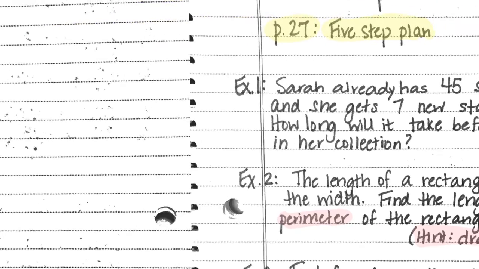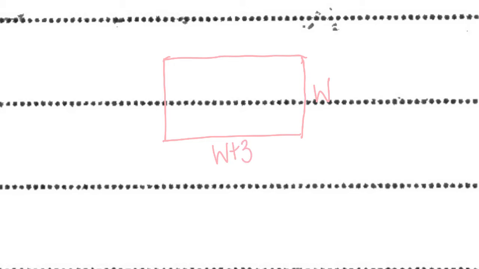So I am going to go over here, and I said to draw a picture. So I'm going to draw a rectangle, because guess what? That's what we are working with. And it said that the length was 3 inches more than the width. So if I call the width W, notice the length is W plus 3.